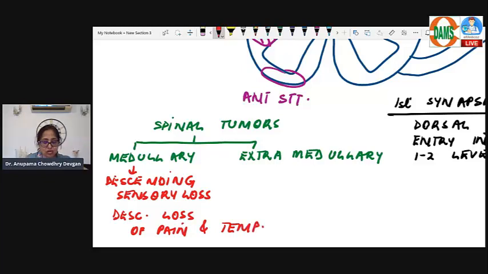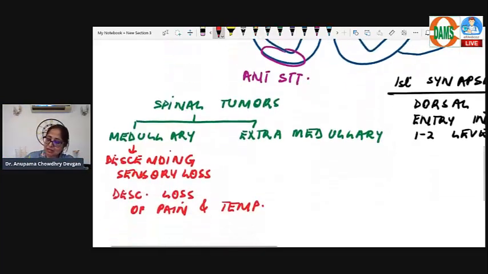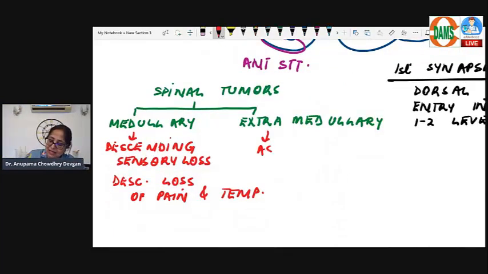If it is an extramedullary spinal tumor, that means it's coming from outside the spinal cord. Now the sensory loss will be first of the sacral fibers, then lumbar, then thoracic, and then cervical. So that means this will be an ascending sensory loss of pain and temperature.